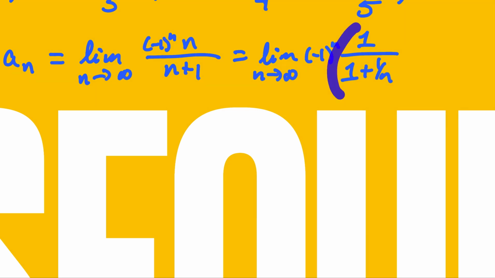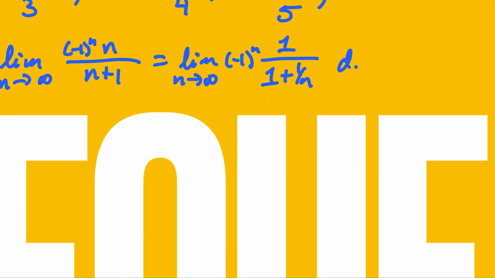And we can look at this piece here and take the limit as n goes to infinity, and that would give us 1 over 1 plus 0. So this piece here is going to 1. However, this piece here is always swapping back and forth between plus and minus. And we can see that this limit does not exist.